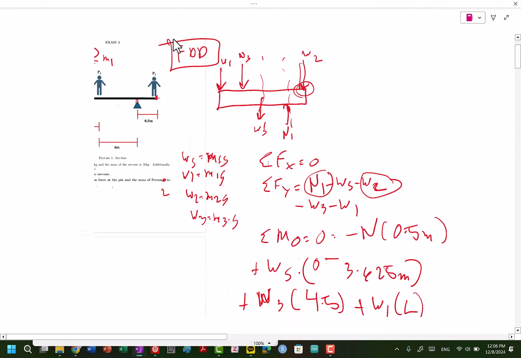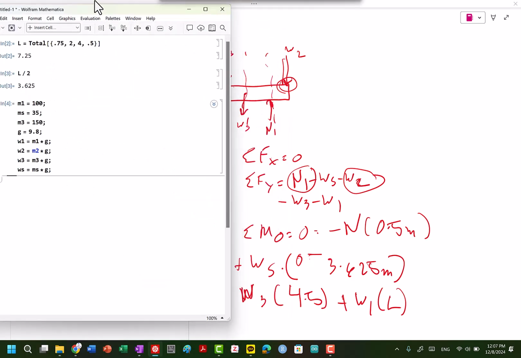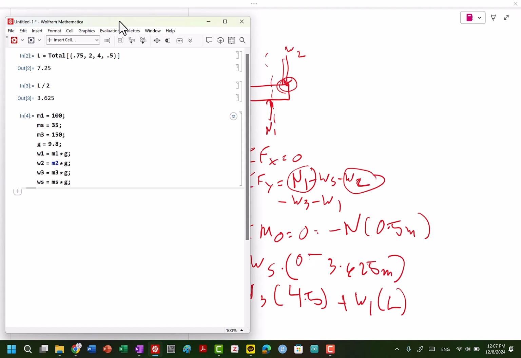Let's go ahead now and write out our expressions. Our expressions are our equations that we need to solve for, and will be as follows. Fy is going to be equal to 0, which is equal to N1 minus WS minus W2 minus W3 minus W1. So that's our equation. We have two unknowns there.